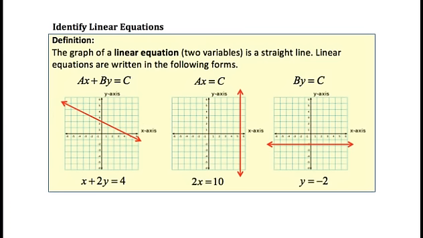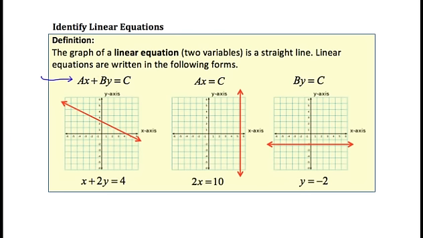The graph of a linear equation, in this case with two variables, is a straight line. And linear equations are always written in the following forms. And here's our first linear equation. This is a generalized form of that equation. So we have some number a times x plus some number b times y equals some number c.